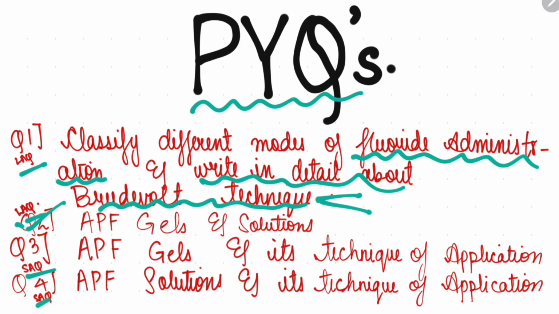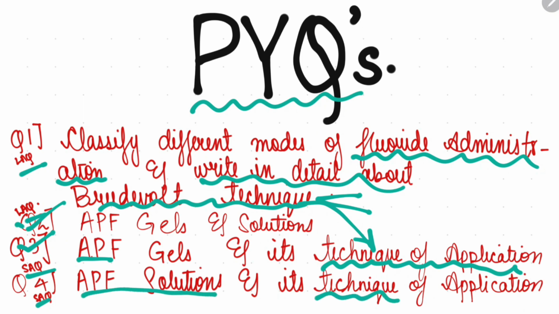The second LAQ is APF gels and solutions. The third question, which is an SAQ, is APF gels and its technique of application. Again, by technique of application, what do you mean? You mean it's Brudevold technique, right? If they ask about the technique of APF, it means Brudevold technique. Question number 4 is APF solutions and its technique of application. Again, technique of application means Brudevold technique.